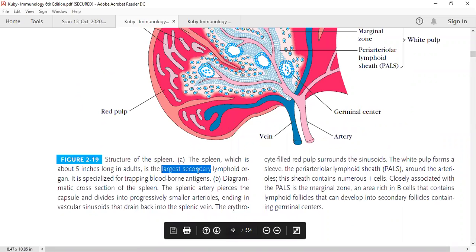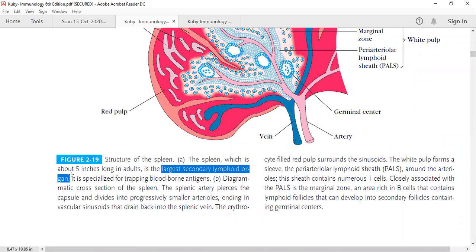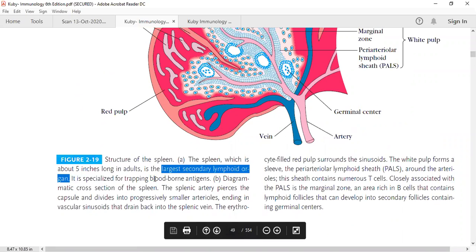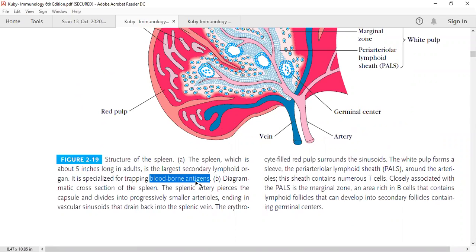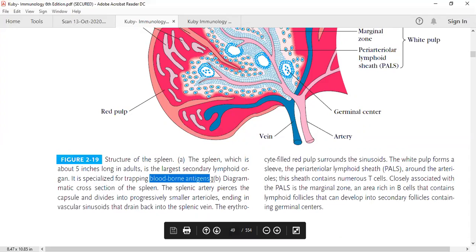It is the largest secondary lymphoid organ. So you need to underline this. This is the largest secondary lymphoid organ. It is specialized for trapping blood-borne antigen. This is also important because if the antigen is present in the lymph, it can be entrapped in the lymph nodes. But if it is present in the blood, it will be entrapped in the spleen. So this is the cross section, right? Everything is written here.